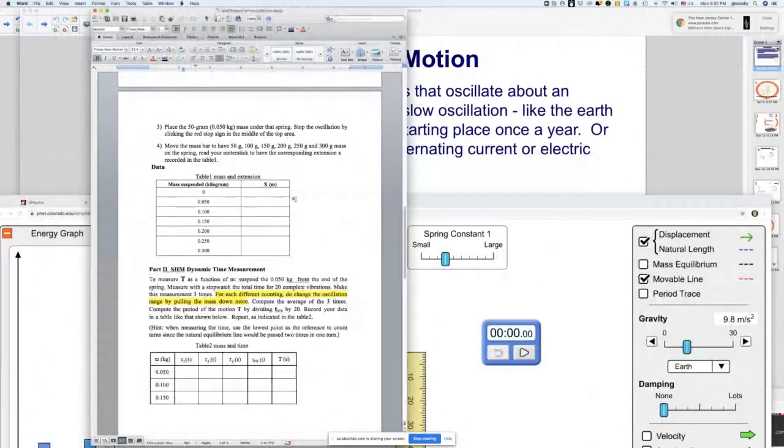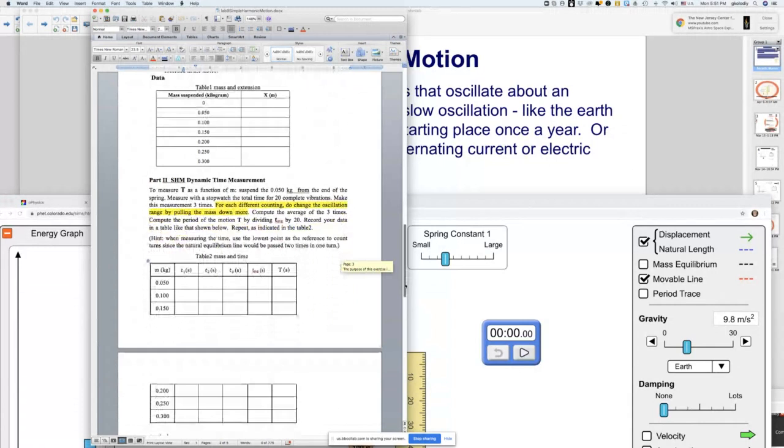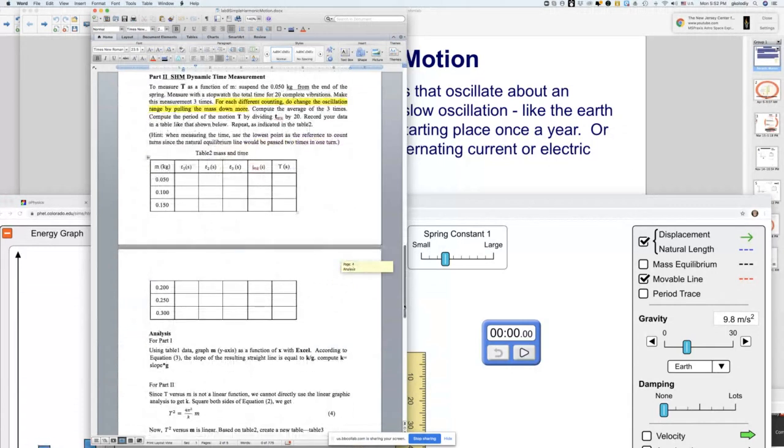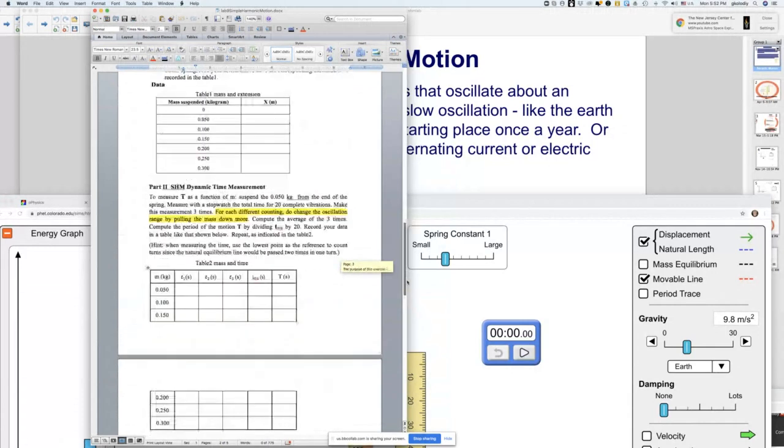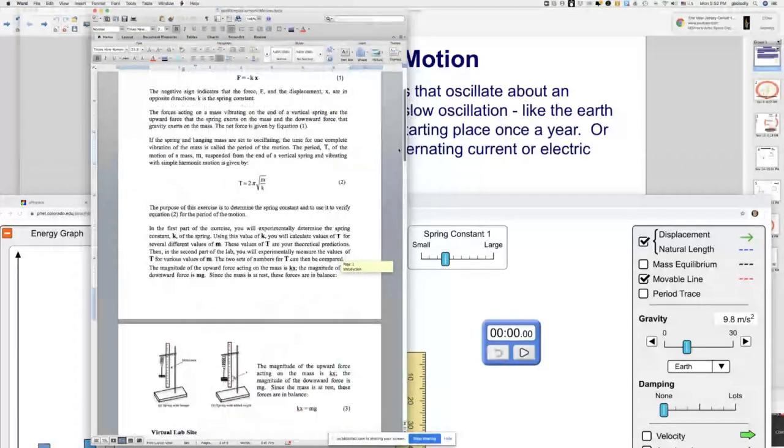And if you were to make a graph, you will find out you don't get a straight line. Why don't you get a straight line? Well, you can see the relationship between the mass and the period is not linear. It's not like a straight line, there's a square root here.